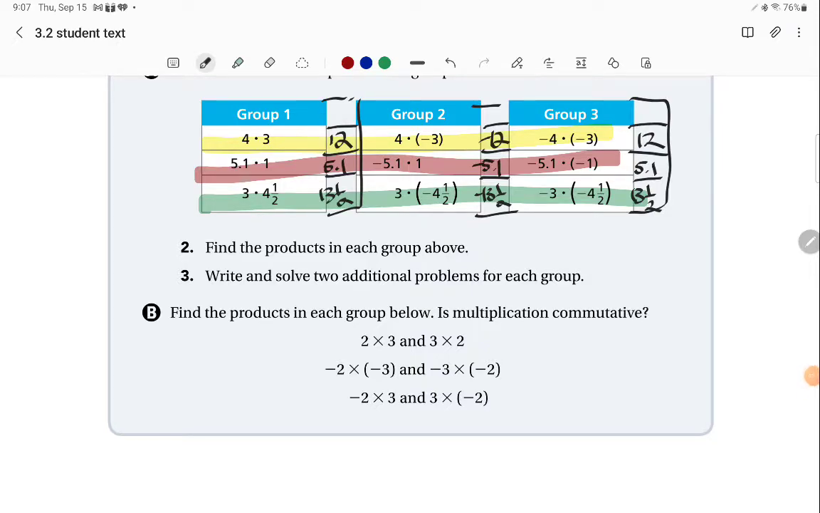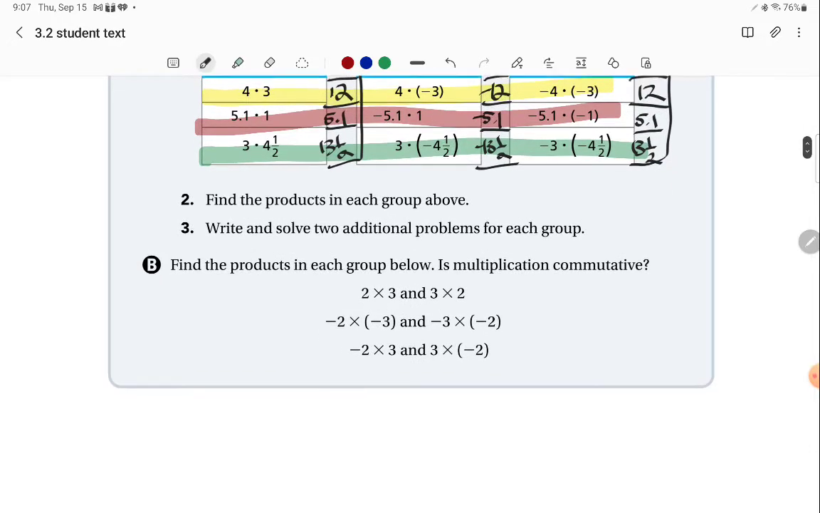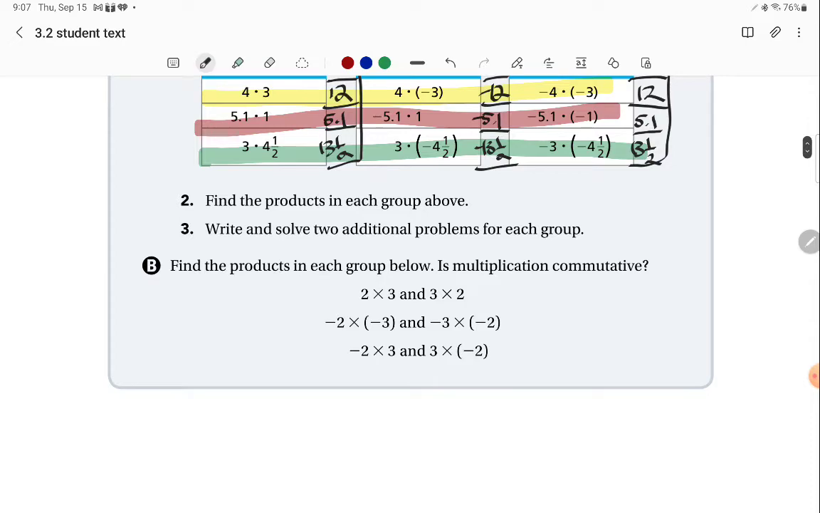And so now we should see in the first row, you have 12, negative 12, and positive 12. Second one, 5.1, negative 5.1, 5.1. Third row, 13.5, negative 13.5, and 13.5. And so now write and solve two additional problems for each group. Again, that can be anything, whatever it is. They're both positive there, one negative there, and then both negatives here.